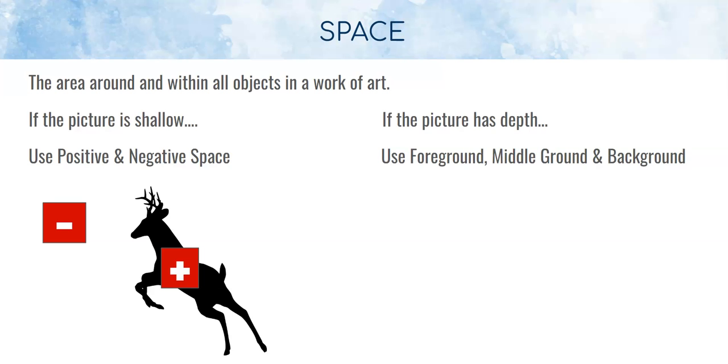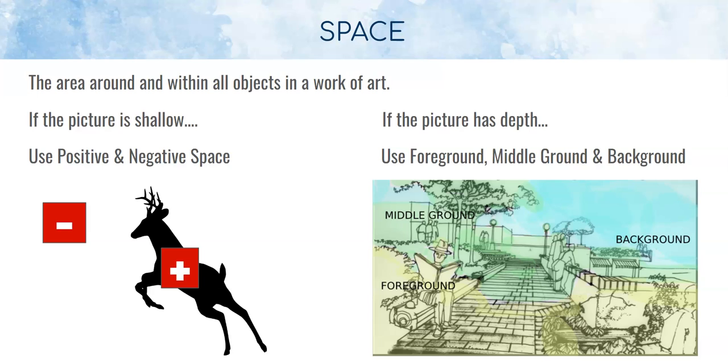And it doesn't matter what color it is. Like the positive space could be bright orange and the negative space could be purple. It doesn't matter. Anything inside your subject is positive. Anything outside the subject is negative. That works really great when you have a simple artwork like this. It doesn't have a lot of depth. As soon as you have a much more detailed picture, however, you can't say positive, negative. You have to talk about foreground, middle ground, and background. And that talks about how close or far away the viewer is from the object in the picture.